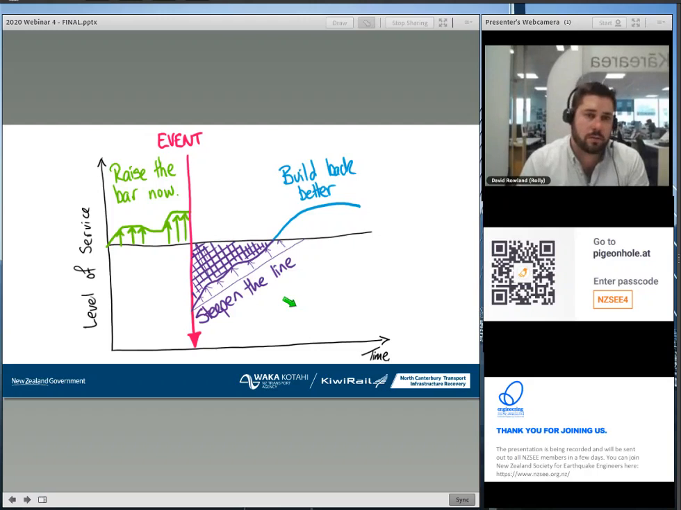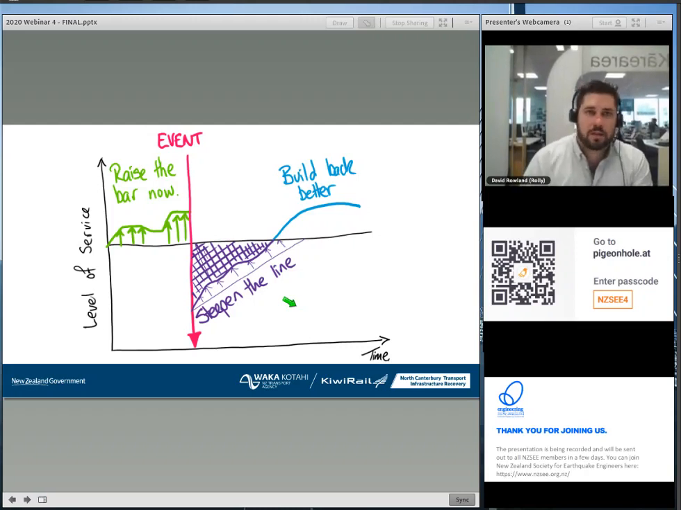And so the key things, as I see it, that we should be doing to increase the resilience of a network or a system, and that's raising the bar now and steepening the line and then building back better. These three things will help reduce the area of that triangle, as Barbara proposed in 2006, and increase the resilience of the network or the system.